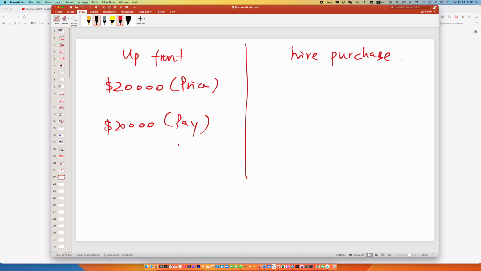So for hire purchase, let's say the price is $1 million. A lot of people don't have $1 million, so upfront is quite tough. So then hire purchase means it's an installment plan.